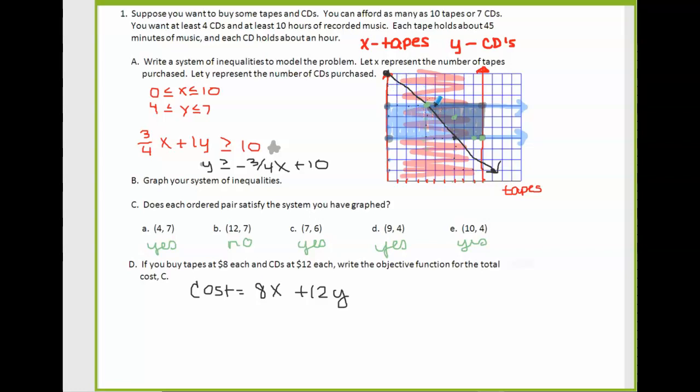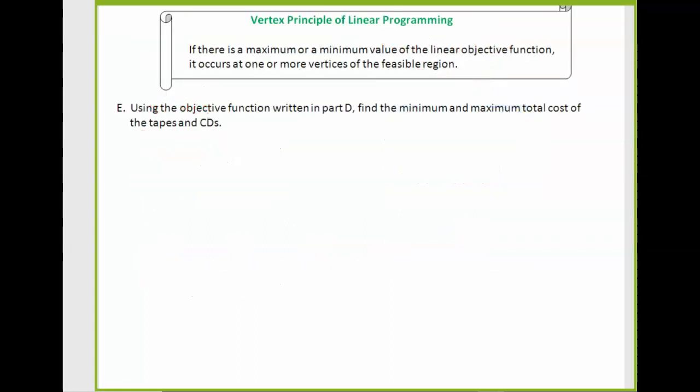So we already identified this vertex here to be 4, 7. This vertex is 10, 4. This vertex is 10, 7. And then over here, this is at 7, 4. So we have 4, 7, 7, 4, 10, 4, and 10, 7. So we have four possible vertices that we need to plug in to our cost equation.